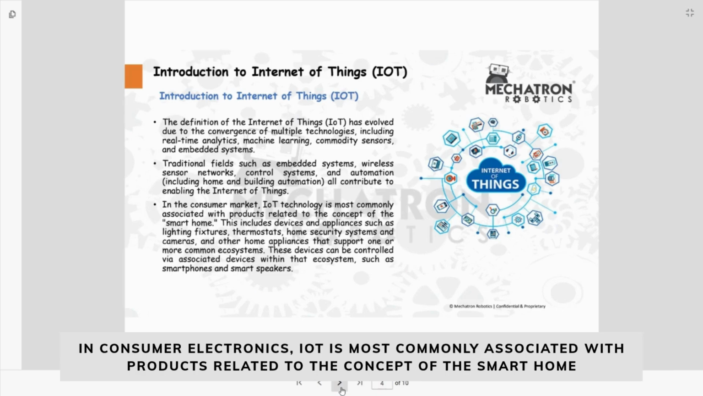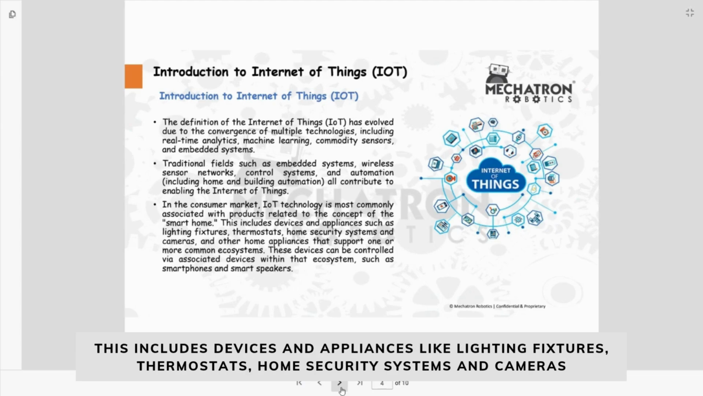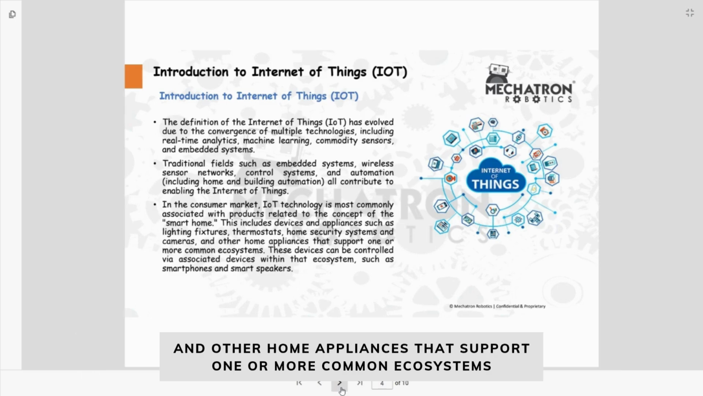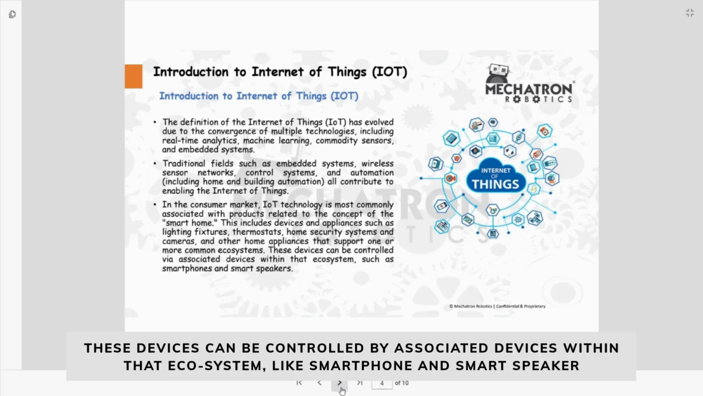of Things. In the consumer market, IoT technology is most commonly associated with products related to the concept of smart home. This includes devices and appliances such as lighting fixtures, thermostats, home security system, and cameras and other home appliances that support one or more common ecosystem. These devices can be controlled via associated devices within that ecosystem such as smartphone and smart speakers.